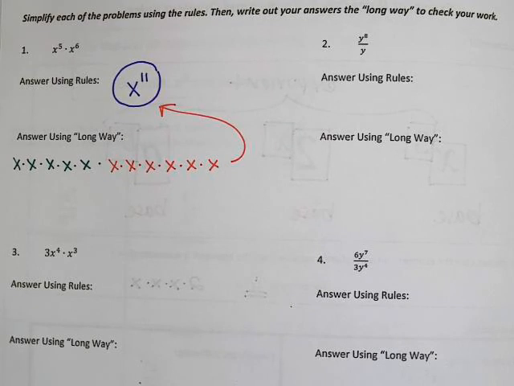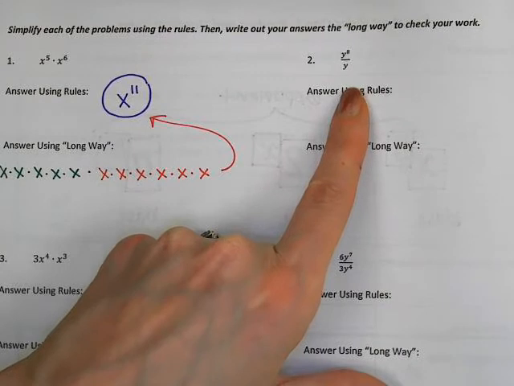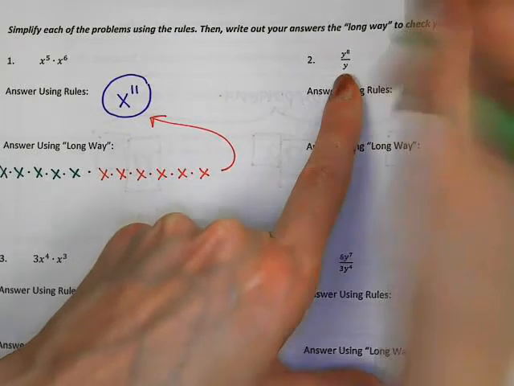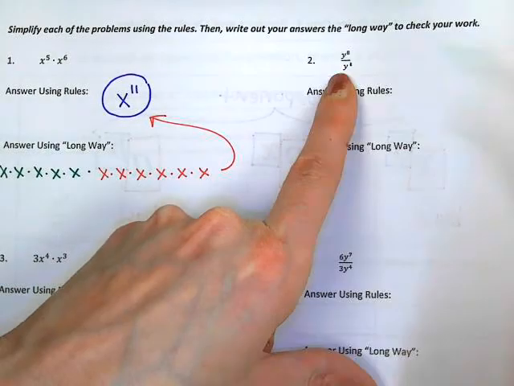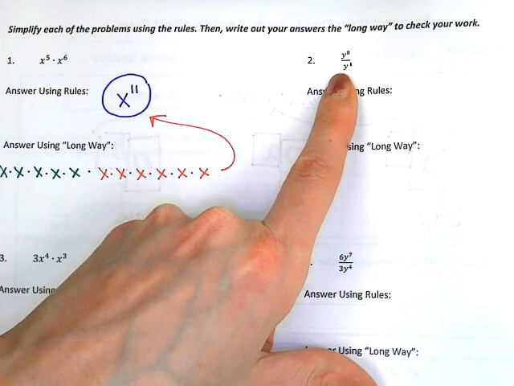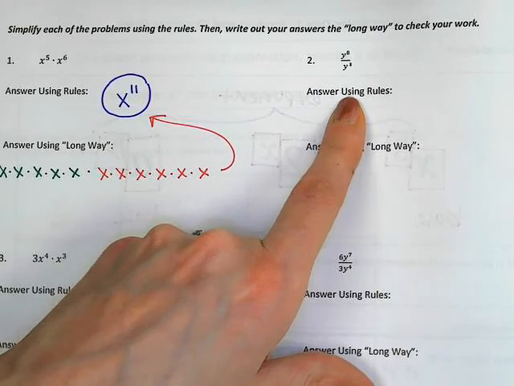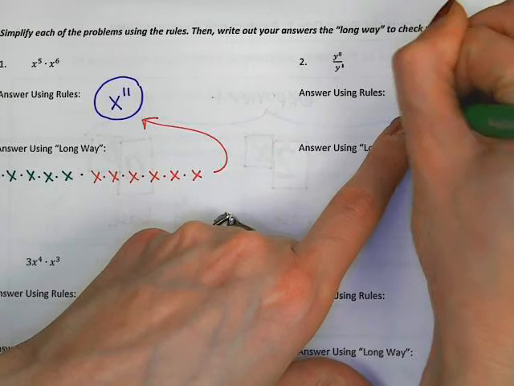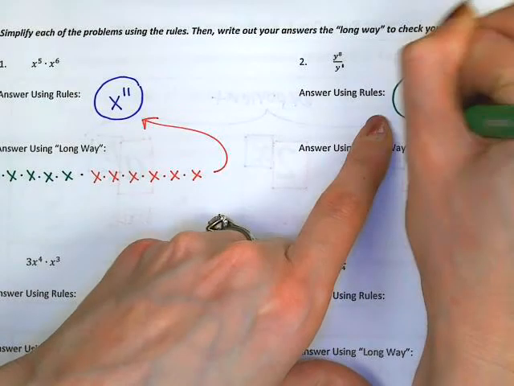Okay, number 2, using the rules, when you divide, you subtract, and remember if there's no exponent, it's automatically a 1. So using the rule and subtracting, it would be y to the 7th power, because 8 minus 1 is 7.